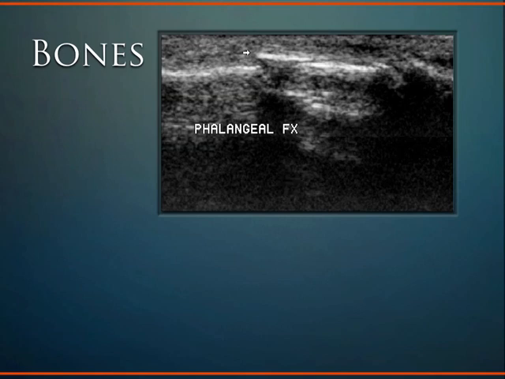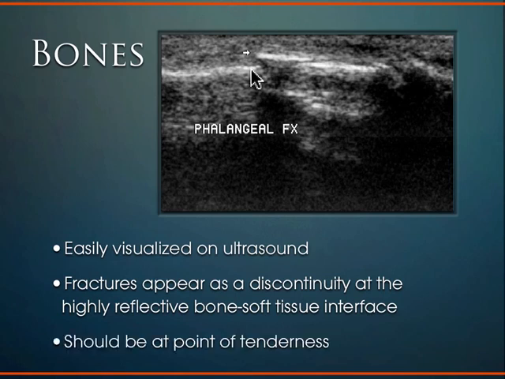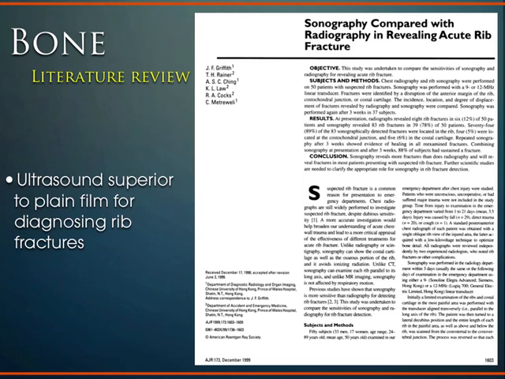Bones, we can see very well, especially that superficial bony cortex, and consequently we can see pathology in bone as well, in particular fractures. As you can see on this image, this is the hyperechoic cortex line for a phalanx, and you see obvious disruption in that hyperechoic line. This is showing a phalanx fracture. So again, very easily visualized in ultrasound, and when you're looking for fractures, you basically see discontinuity in that hyperechoic line. I'll show you some more images of that.